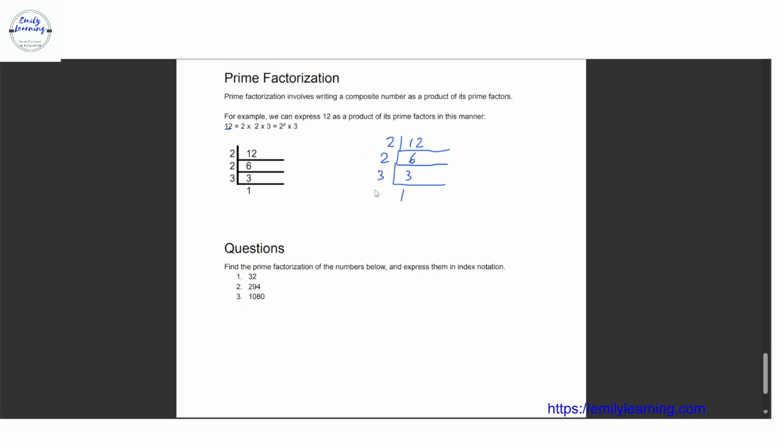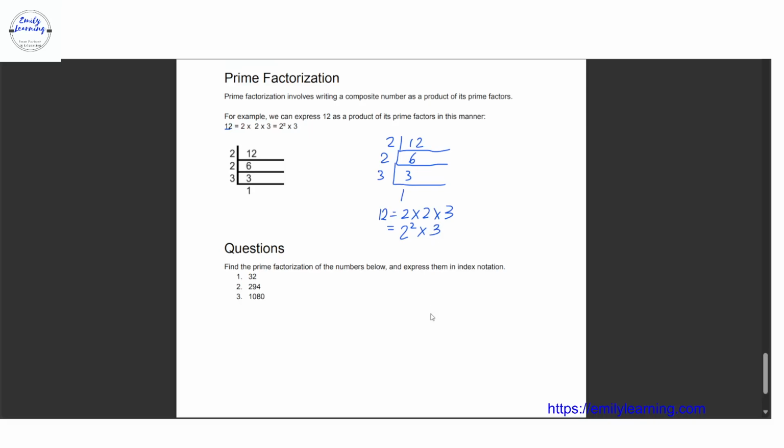And these numbers on the outside tell you all the prime factors of 12. So this tells us that 2 times 2 times 3 will give us 12. 2 times 2 is 4, 4 times 3 is 12, and yes, this is 12. And if we write it in index notation, it will give us 2 squared times 3.